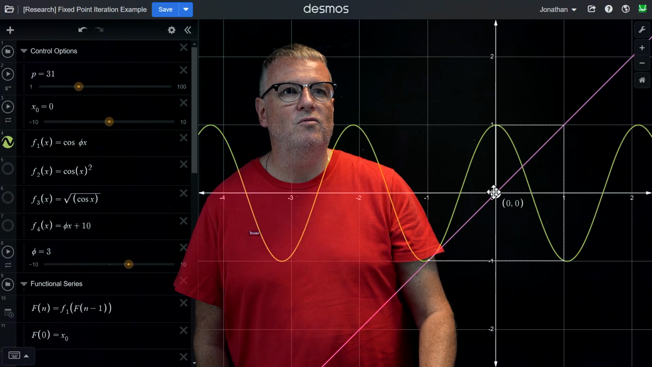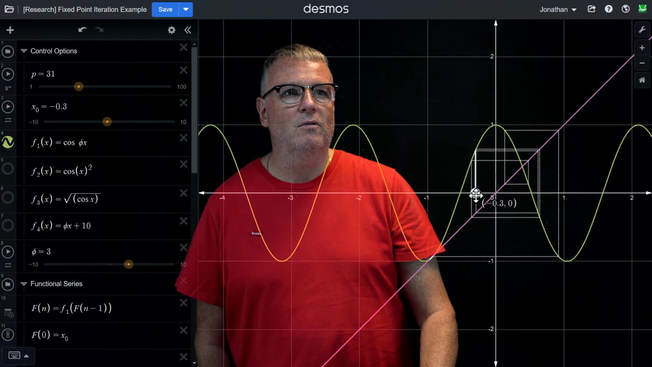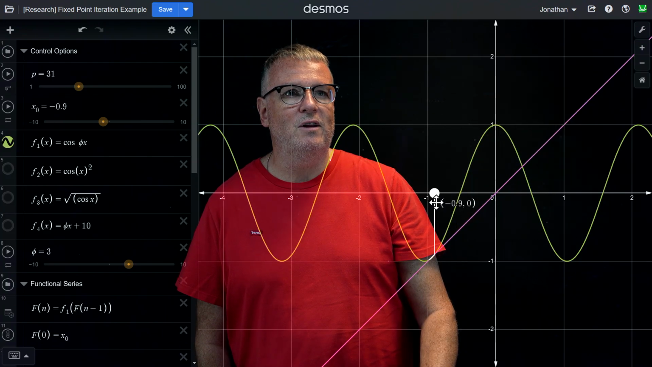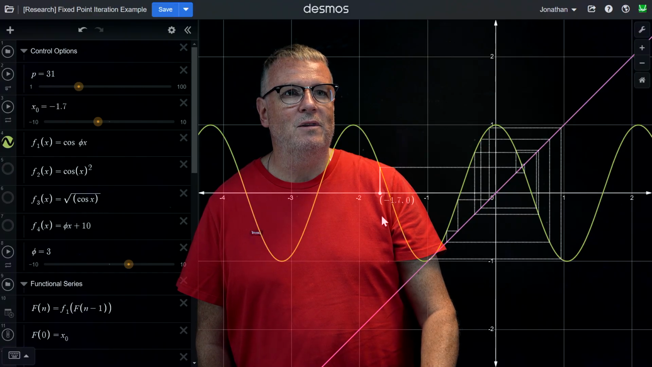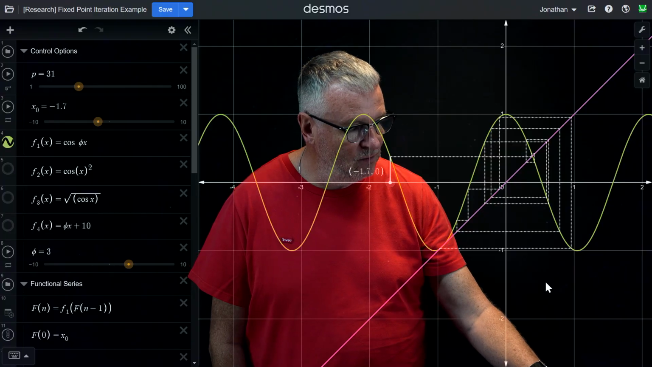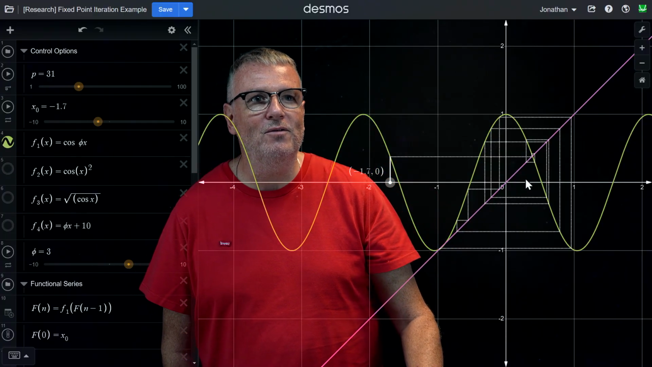But let me move the starting function. Okay, that looks, oh, what's going on here? Suddenly, I'm getting some really wacky behaviour. I mean, look at this one. I find that really interesting. So the lines are going all over the place.